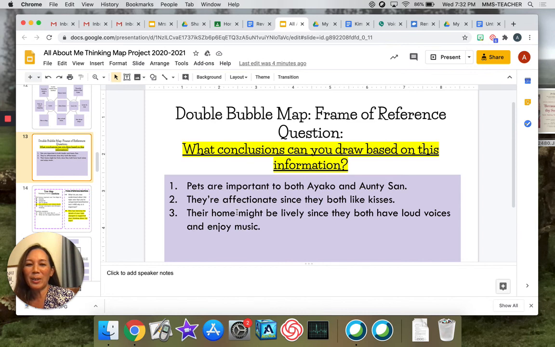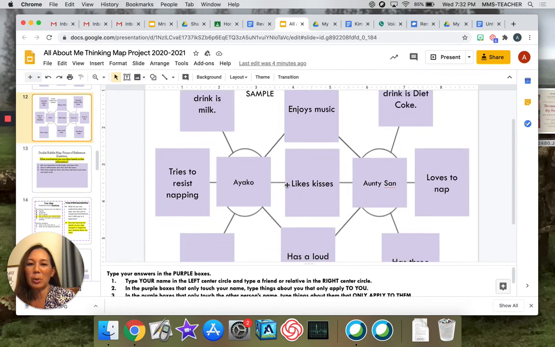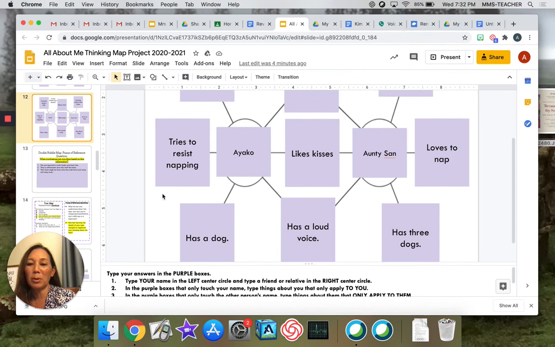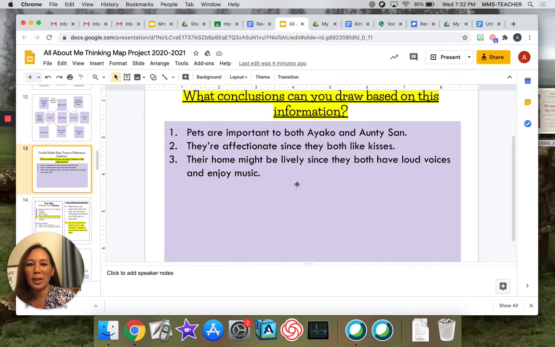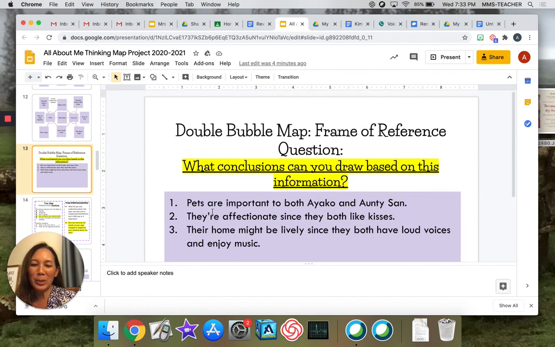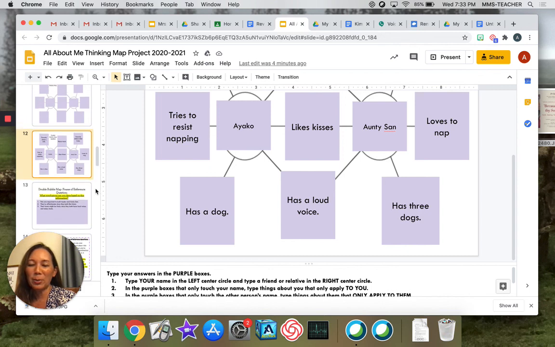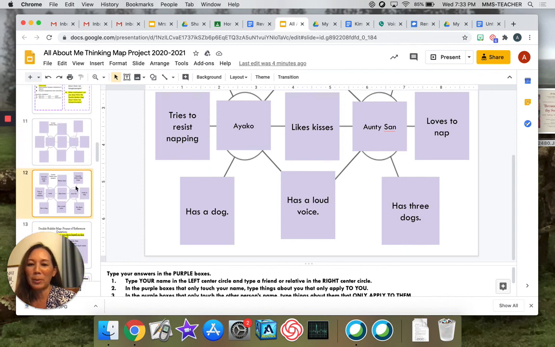And the last conclusion that I drew was that I noticed that Ayako and Auntie San, they both enjoy music and they both have a loud voice. So the last conclusion I came up with was their home might be lively since they both have loud voices and enjoy music. So this concludes the video on double bubble thinking maps.